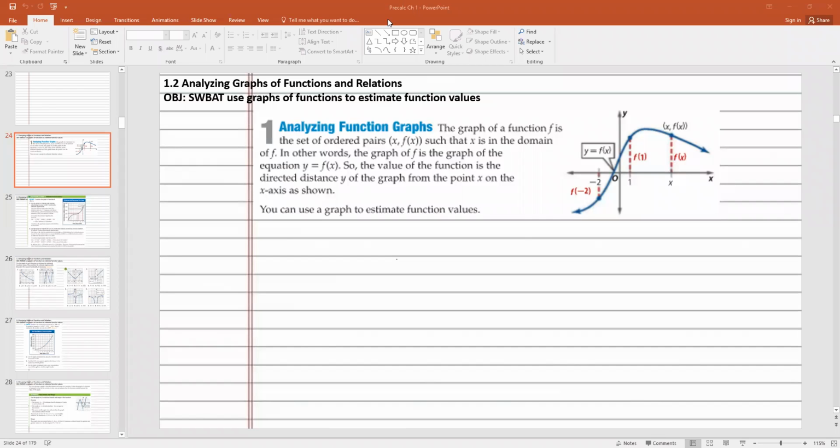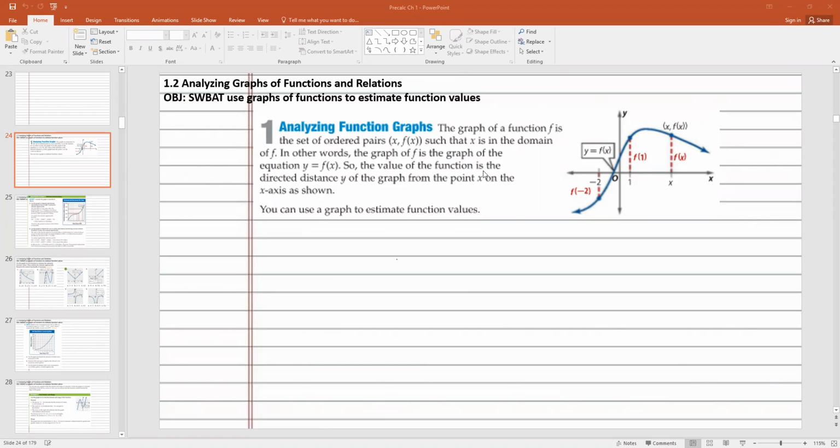All right. So this is 1.2, analyzing graphs of functions and relations. So we'll see a bunch of graphs today. And yeah, you want to use graphs of functions to estimate function values. And this is something that you've done before. So yeah, let's look at it.